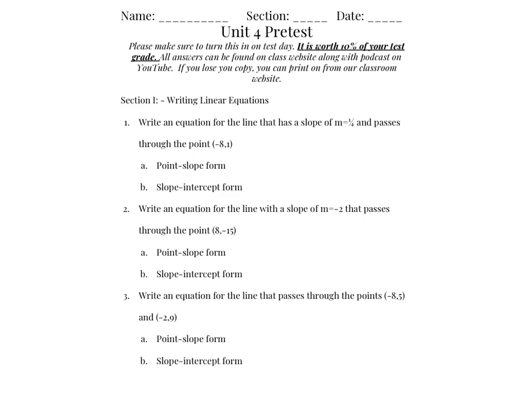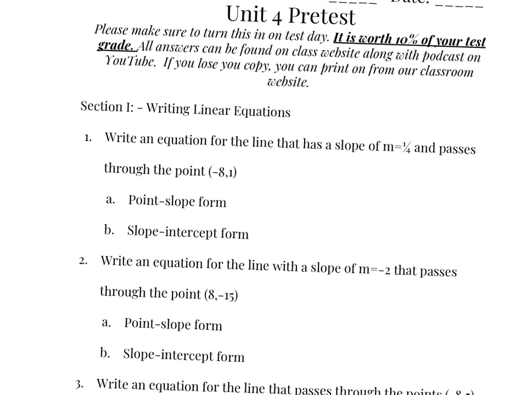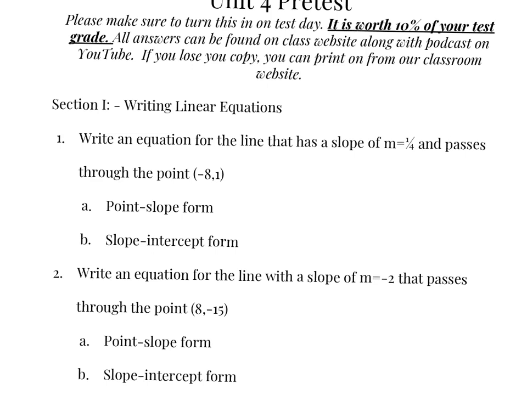Section 1 is all about writing linear equations. So the first one says, write an equation for the line that has a slope of m equals 1/4 and passes through the point -8, 1. Automatically looking at this, I know I need to write it in point slope form and slope intercept form. Always start with point slope form. You're given a point and a slope. Boom, you're done.